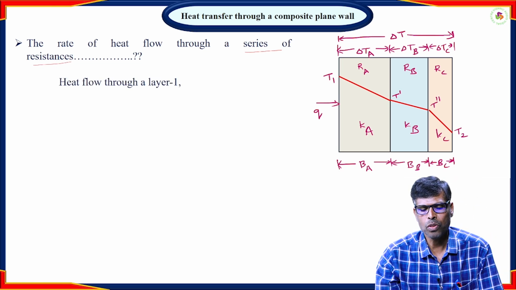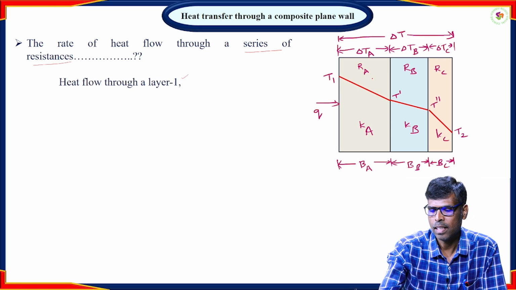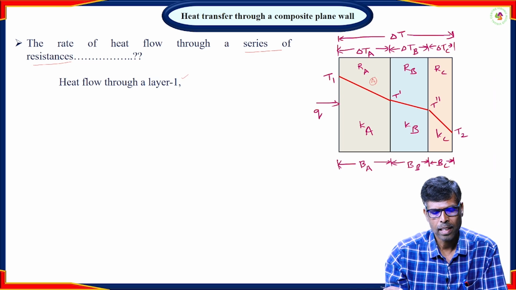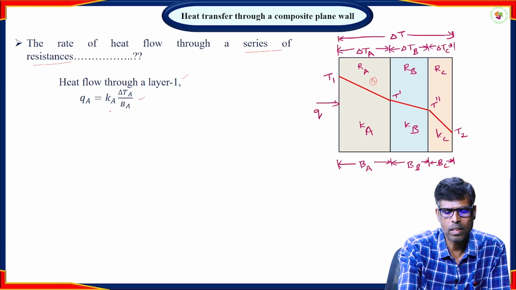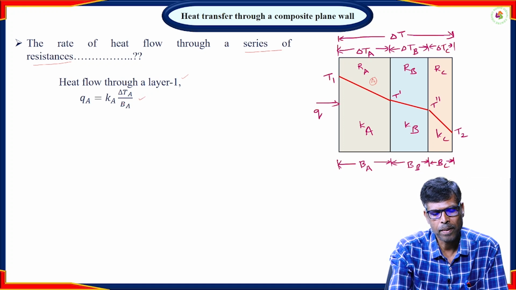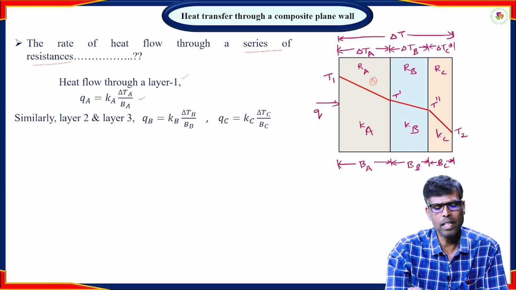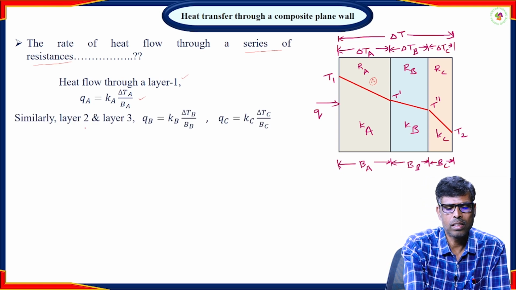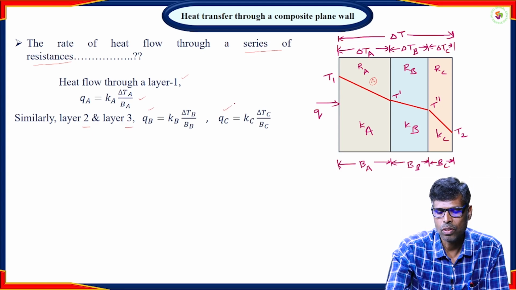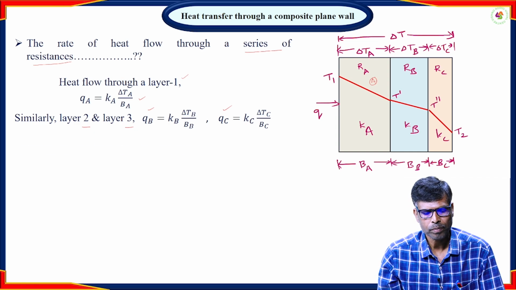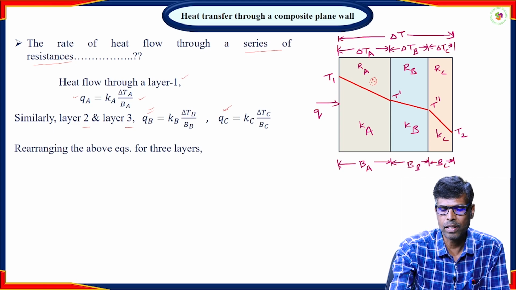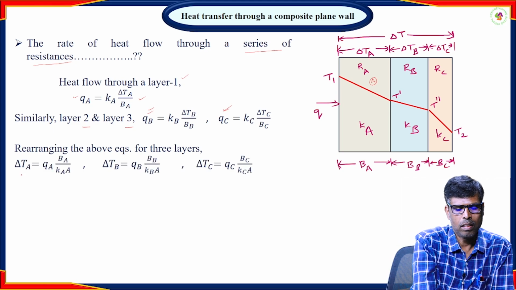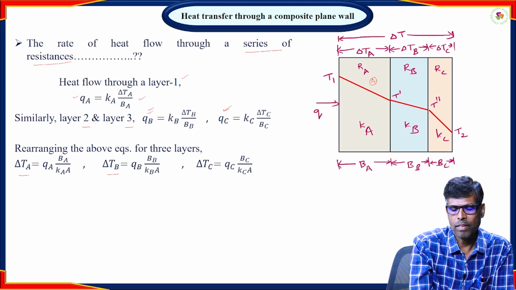If you write heat flow through layer 1, that is material A, from Fourier's law of equation, QA is equal to Ka into delta TA by BA for the first layer. Similarly, if you write the heat transfer through the second layer and third layer, QB and QC are given. Rearranging the above three equations for QA, QB and QC, we get the temperature drops of each layer.